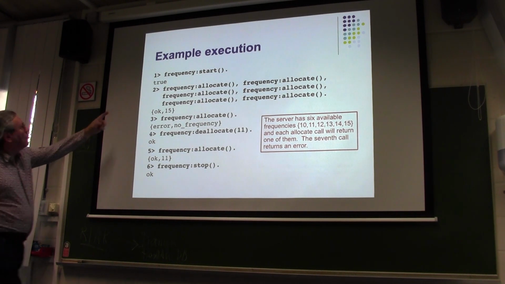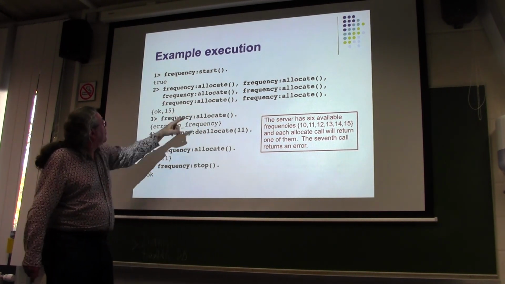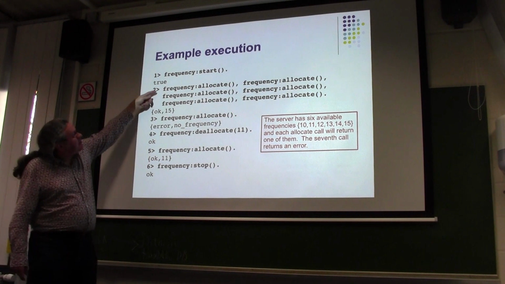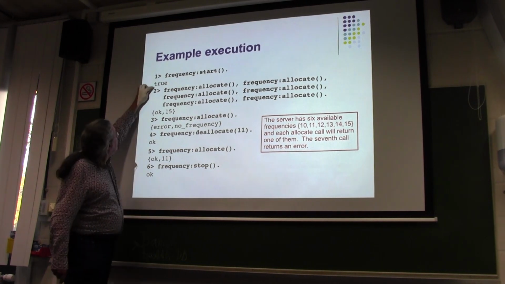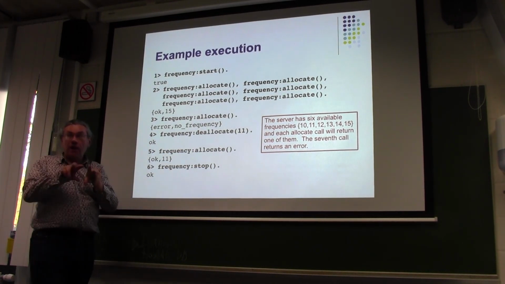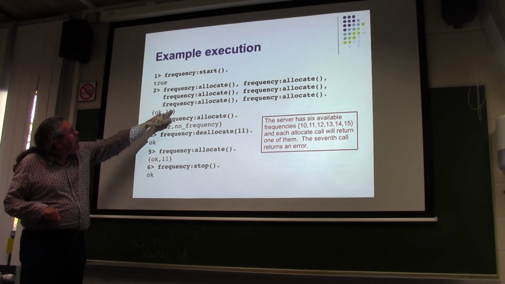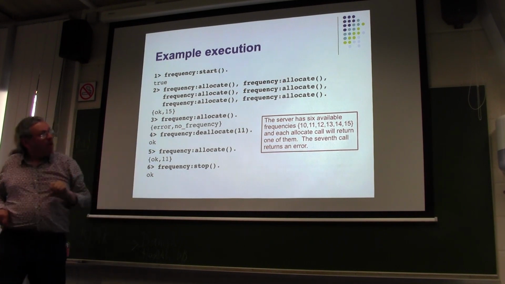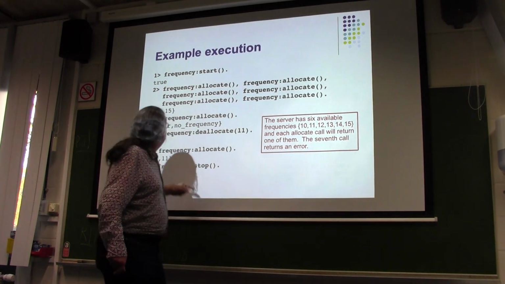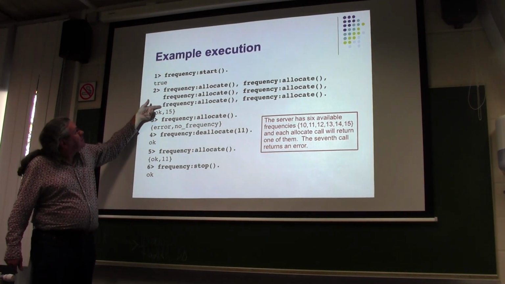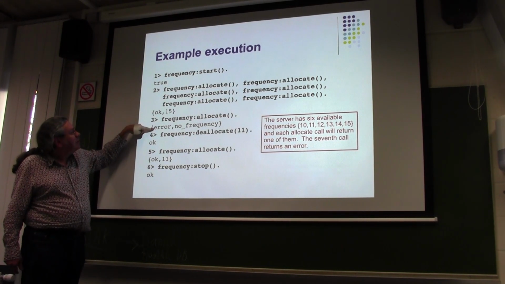So I start the frequency server. I can allocate frequencies, and each time I call allocate, I get another one. If I allocate 6 of them, normally these would be 6 different phones allocating them. This is the Erlang top-level interface, where you can do interactive messages. I allocate 6 frequencies, and the last one I get is 15. I'm assuming there are 6 frequencies, 10, 11, 12, 13, 14, 15, so I allocate all 6 of them with 6 calls. If I try to allocate a 7th one, it says error.